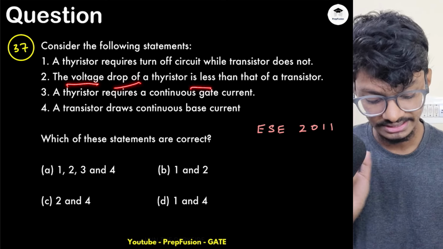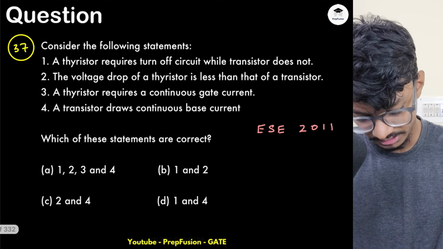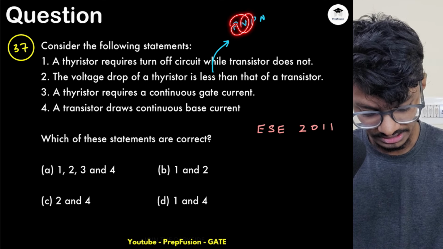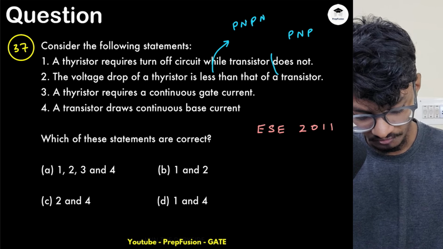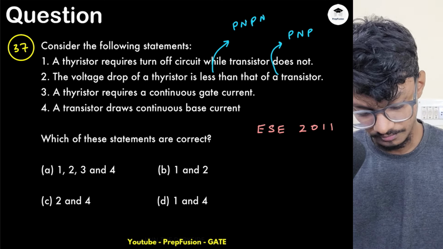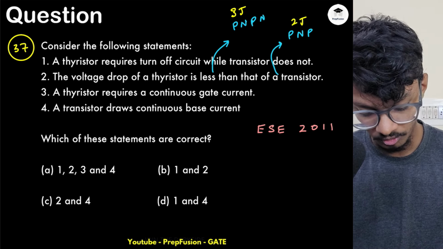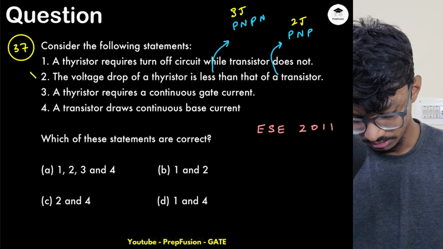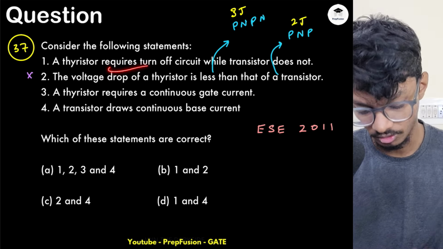The voltage drop of a thyristor is less than that of a transistor. It is wrong. Why? Because if you observe for a thyristor, there are three junctions, PNPN. For a transistor, there are only two junctions, right? So obviously the drop of a transistor will be less than the thyristor. It has told the opposite. So here drop will be less, here drop will be more. Hence this statement is wrong. The drop of transistors will be less than the drop of thyristors.